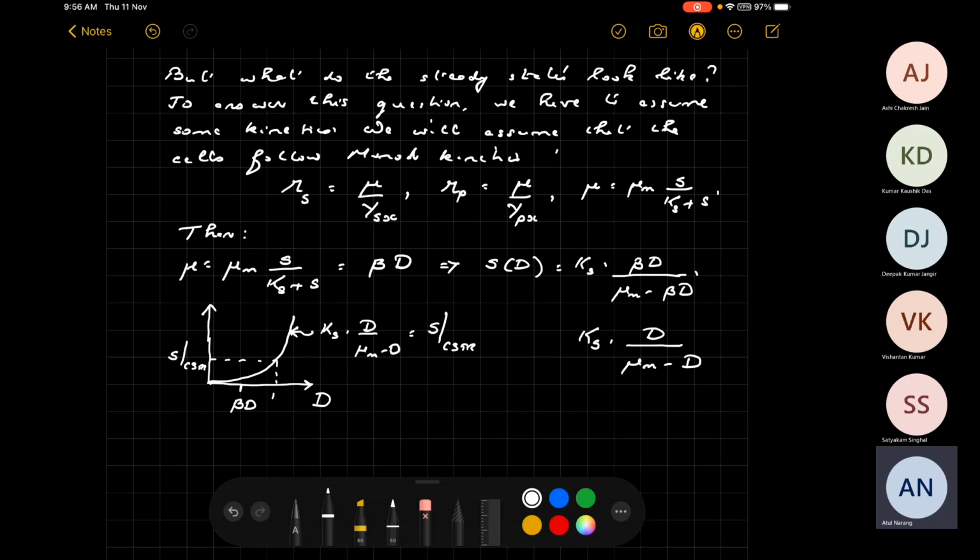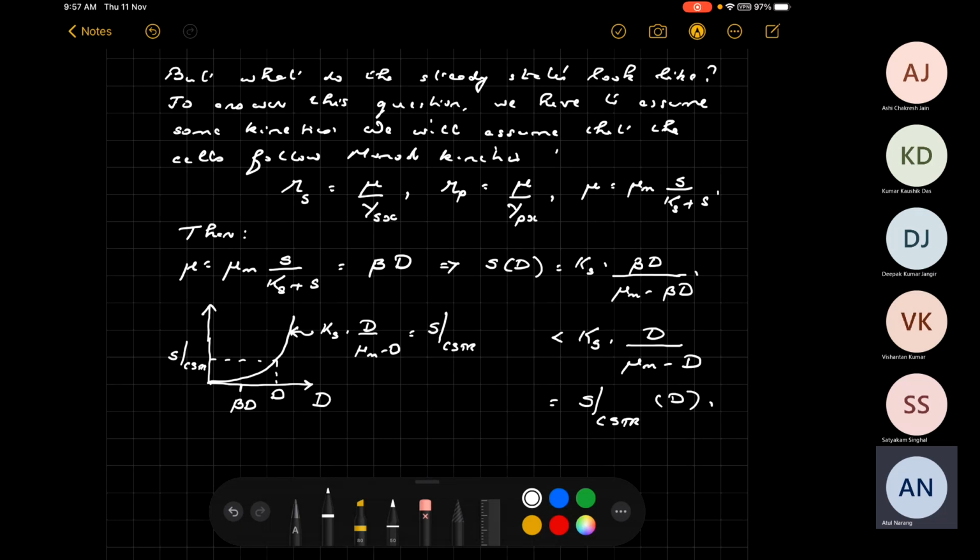So if this is D, to calculate the substrate concentration in a CSTR, I have to replace that by beta D. And since this is an increasing function and I'm going downwards, clearly the concentration will be lower. So this has to be less than Ks times D, which is of course equal to the concentration in a CSTR at the very same D. So if I operate them at the same D, I get a lower concentration in the recycle reactor.